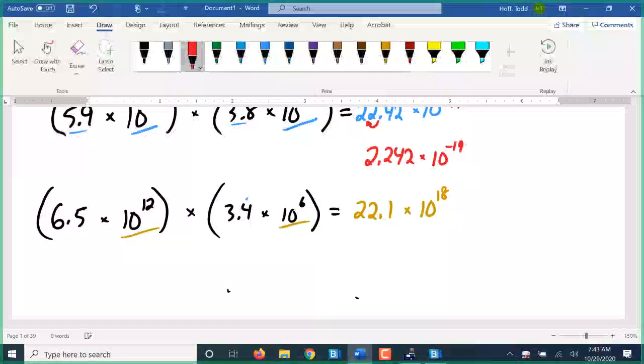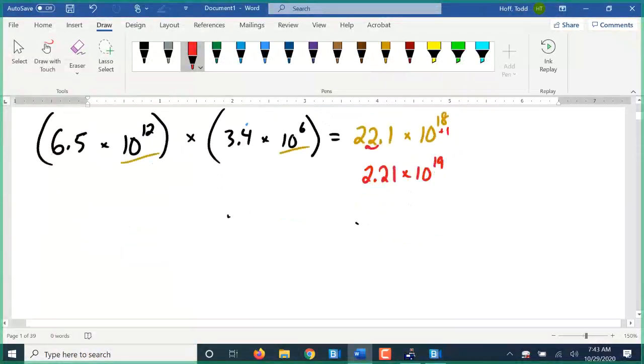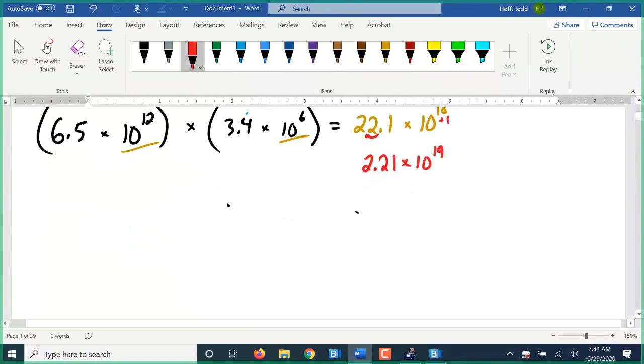Well, once again, we have 2 digits in front of the decimal point. We're going to move it over. Make that 2.21. The count got smaller. The name gets larger. 18 plus 1 is 19. Division.